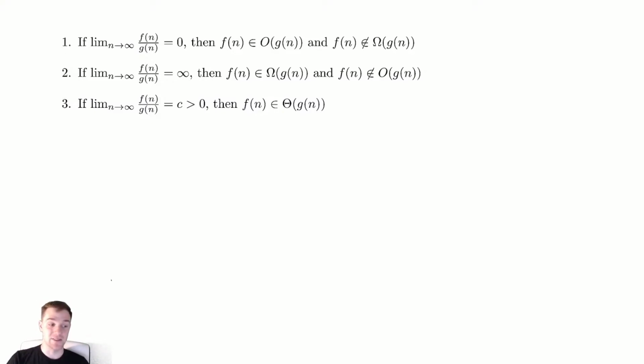This makes a lot of sense considering our definition, because in our definition, what we were saying is that for large values of n, bigger than n naught, what happens? So the limit is a very natural way to extend that idea.